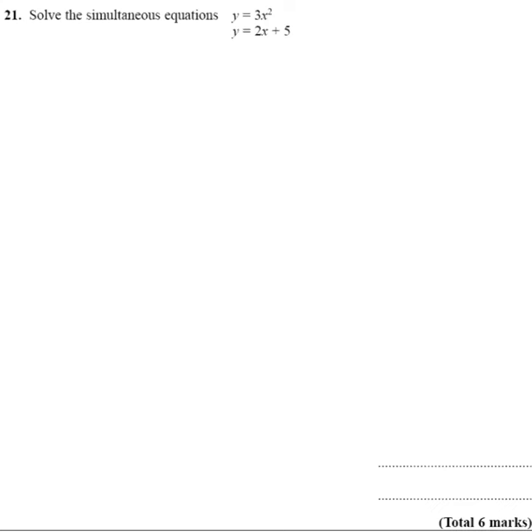Right, linear and non-linear simultaneous equations, the process is always the same. You take the linear one and you substitute it into the non-linear one. Except in this case, you've actually got y equals and y equals.